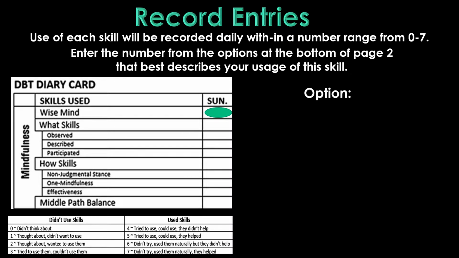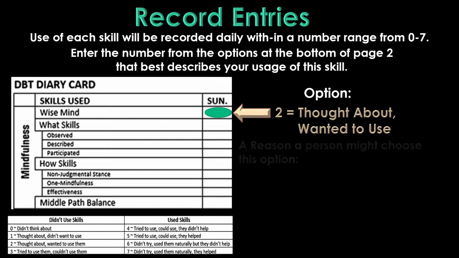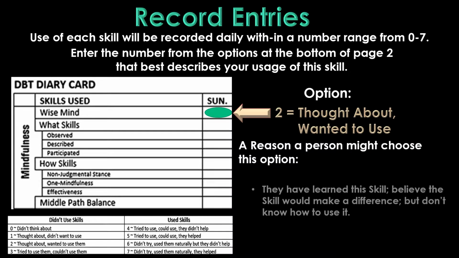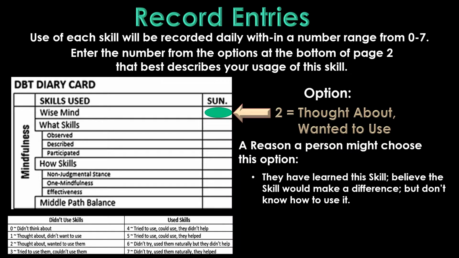Our third option is option number 2. You thought about and wanted to use it. A reason a person might choose this option: they have learned this skill, believe the skill would make a difference, but don't know how to use it.